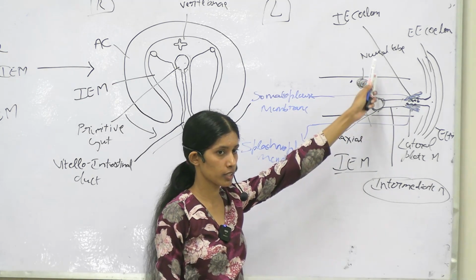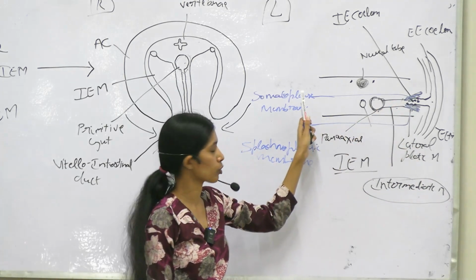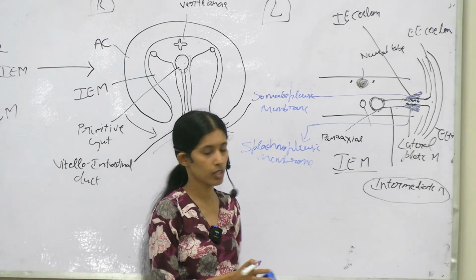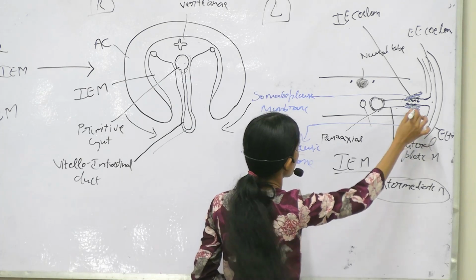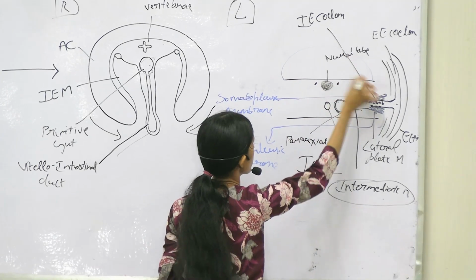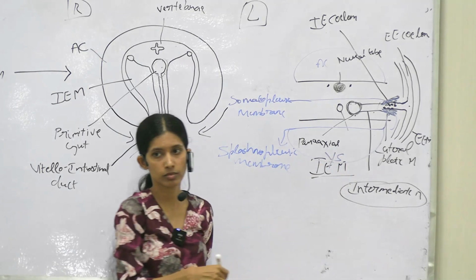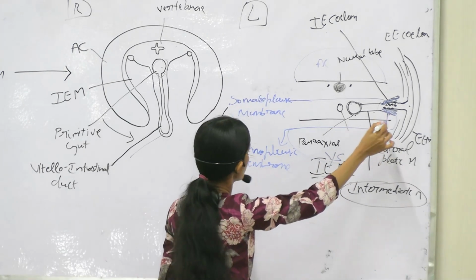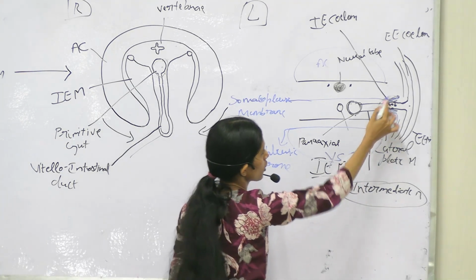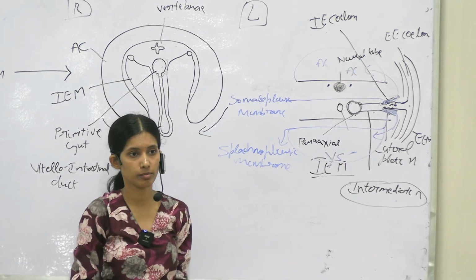We have intraembryonic coelom in the lateral plate mesoderm. The above part in your intraembryonic coelom is called somatopleuric and the below part is called splanchnopleuric membrane. Remember, this is just intraembryonic mesoderm. On the above part we have amniotic cavity and below part we have yolk sac. So your splanchnopleuric comes in contact with your yolk sac, and your somatopleuric comes in contact with your amniotic cavity.